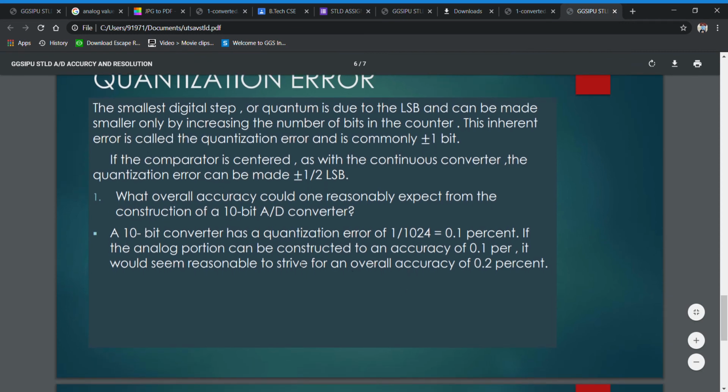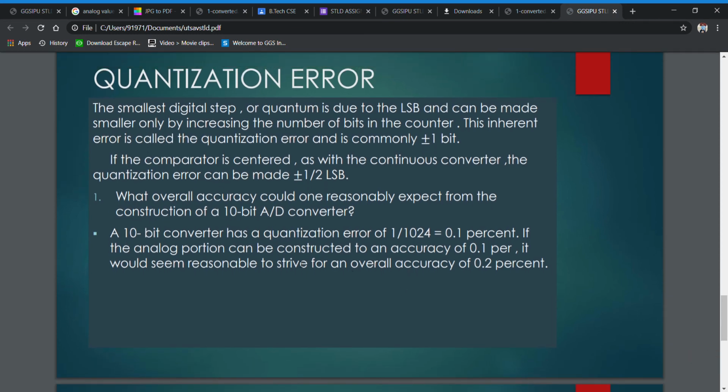What overall accuracy could one reasonably expect from the construction of a 10-bit AD converter? So for the 10-bit converter, the quantization error will be 1 by 2 to the power 10, that is 0.1%. And for a more accurate result, we construct an accuracy of 0.1%, which gives an overall accuracy of 0.2%.